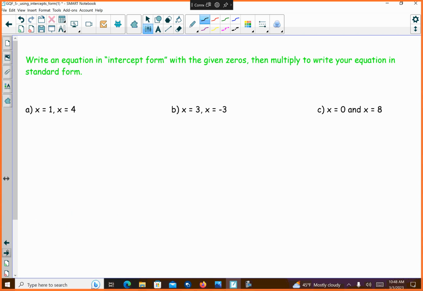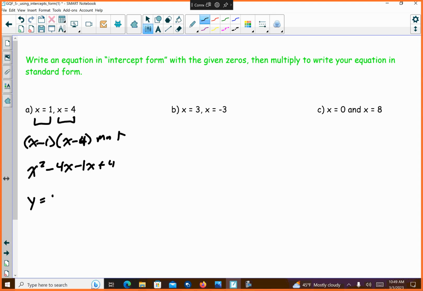So the last thing, this is going to give me x minus 1. This is going to give me x minus 4. And then multiply it. X times x, x squared. X times -4, -4x. -1 times x, -1x. Plus 4. So my parabola that this would make is going to be x squared minus 5x plus 4. That's standard form.